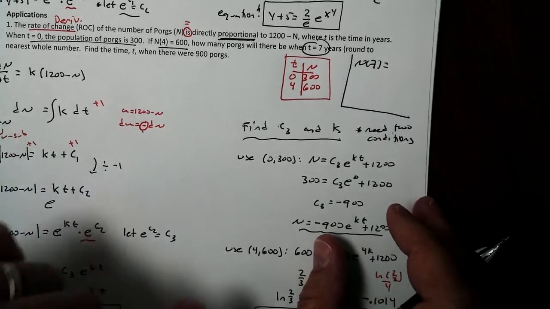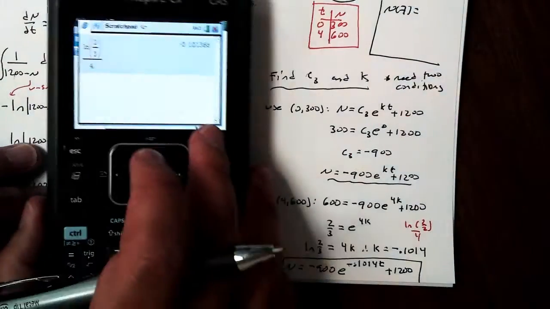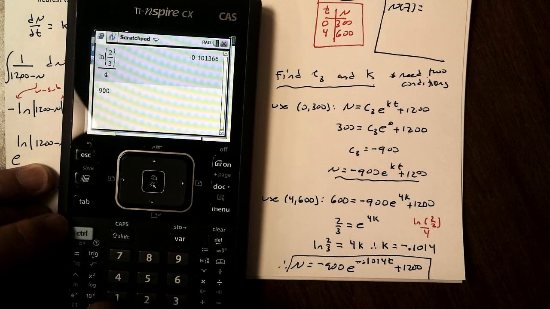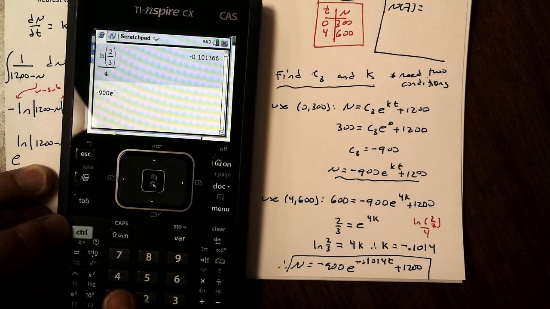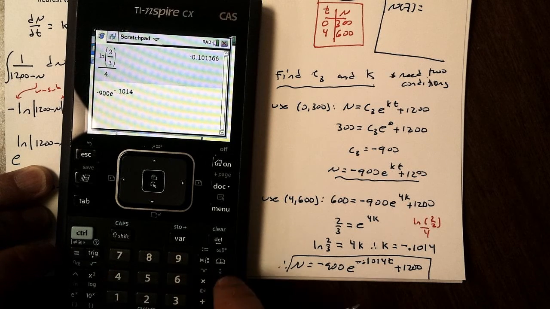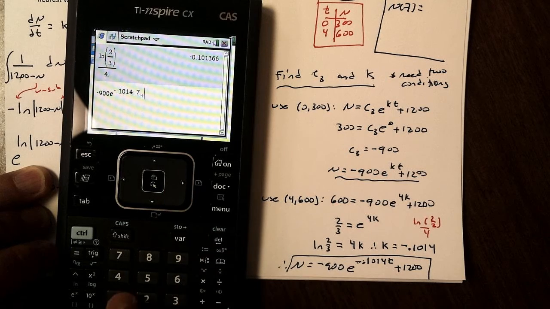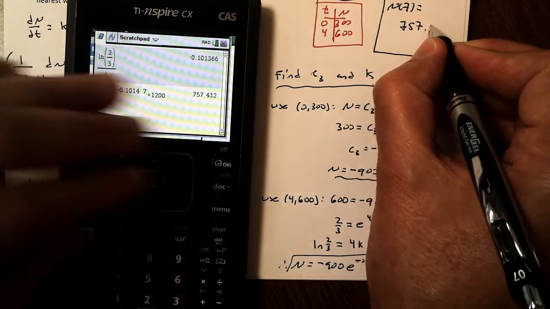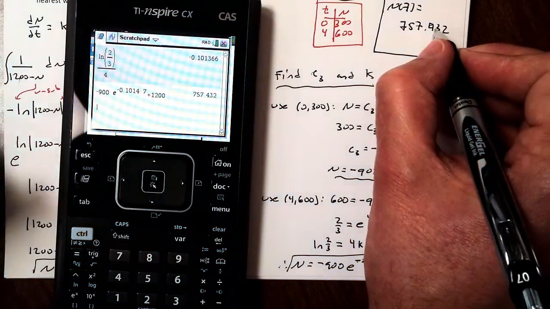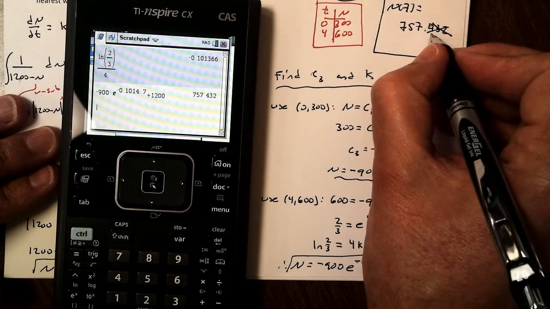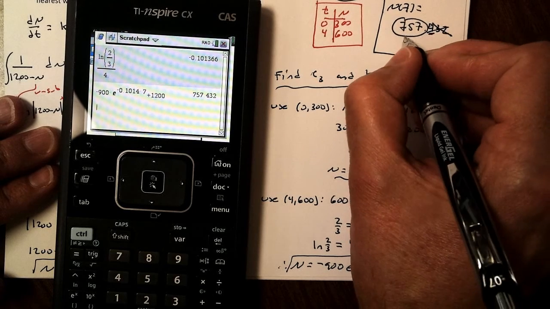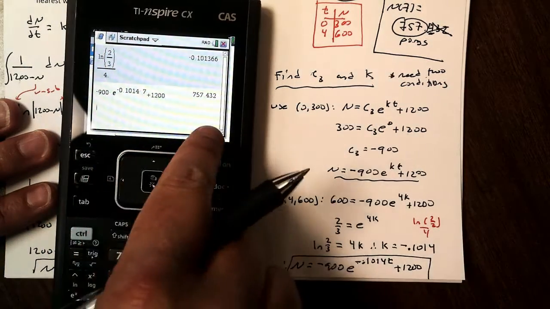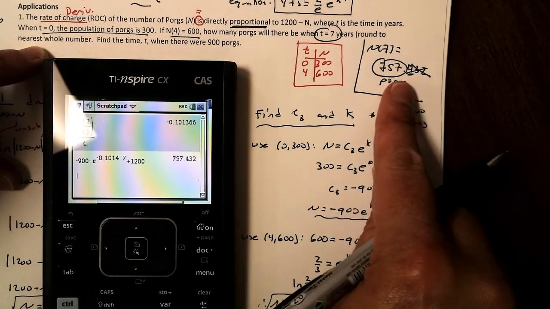And that's just plugging into our equation right here. So if I just plug 7 into my equation, negative 900 e to the negative 0.1014 times 7 plus 1200, and I get, be very careful, I'm going to get 757.432, but you can't have 0.432 porgs, so I'm going to round it, and the 4 tells me to round down, so we're going to keep the 757 porgs. Okay, the 0.4 tells me to round down. Round carefully, okay, because they say round to the nearest whole number. 0.4 says to round down.